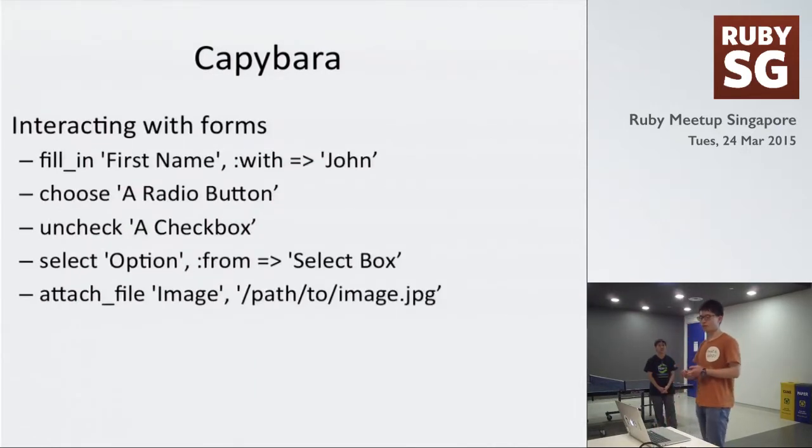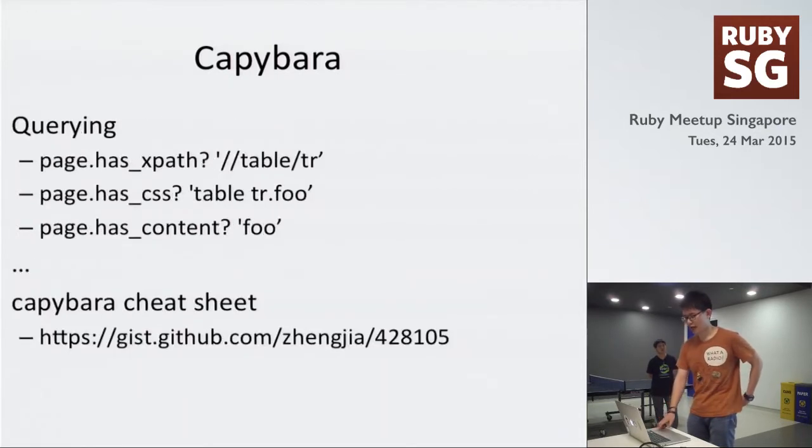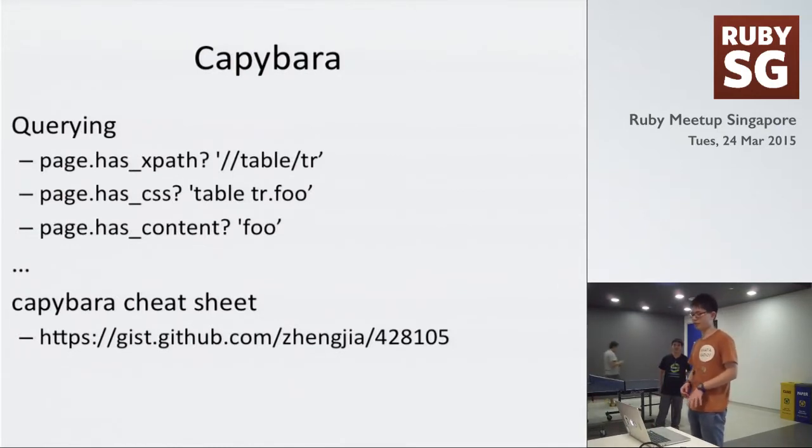You can also fill in text boxes with Capybara and interact with radio buttons and select boxes. They're very convenient. They support all kinds of user operations. And you can query if the web page has some element. So you can add this page has content, something at the end of the test case to verify if the test case is successful.